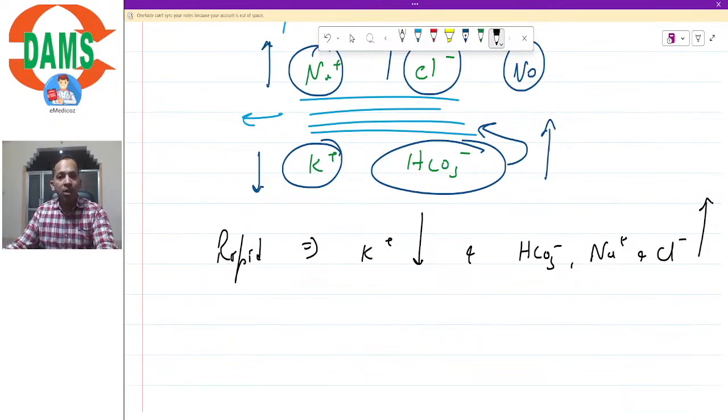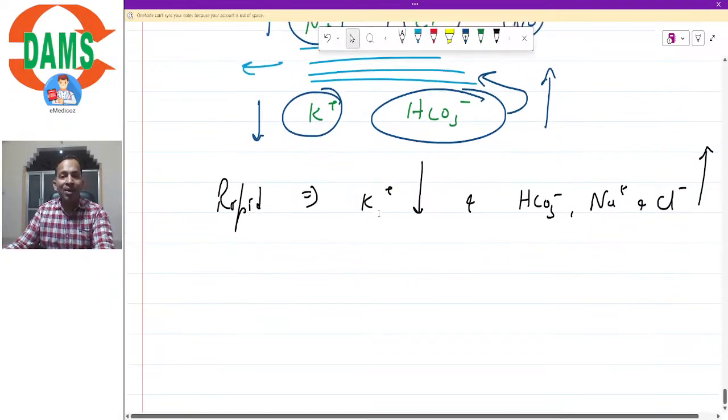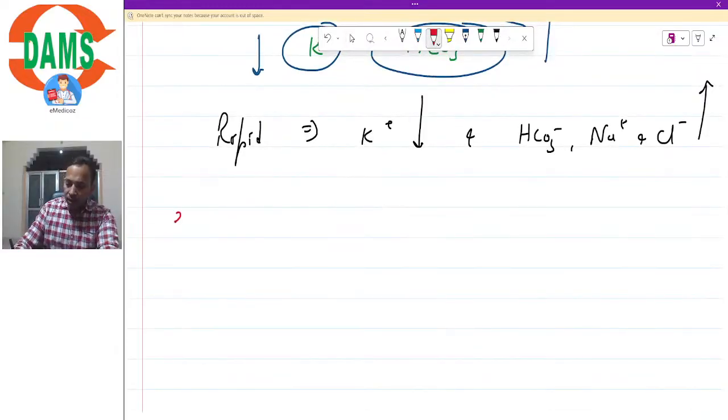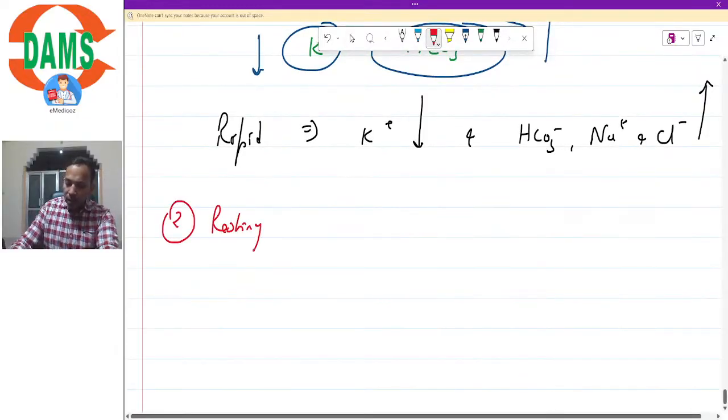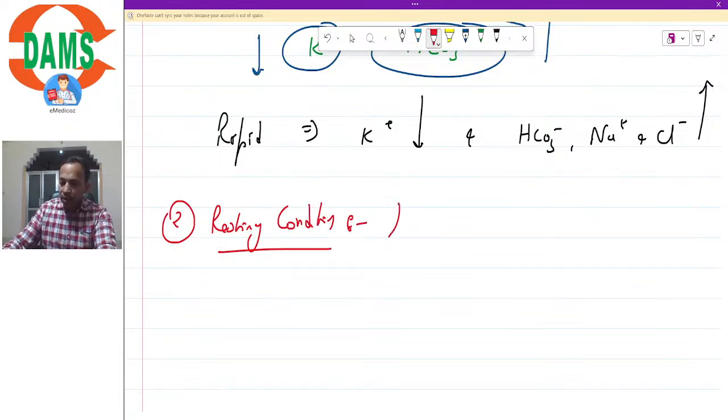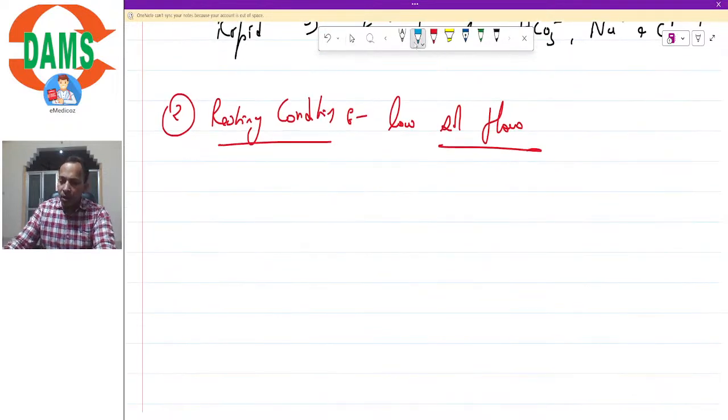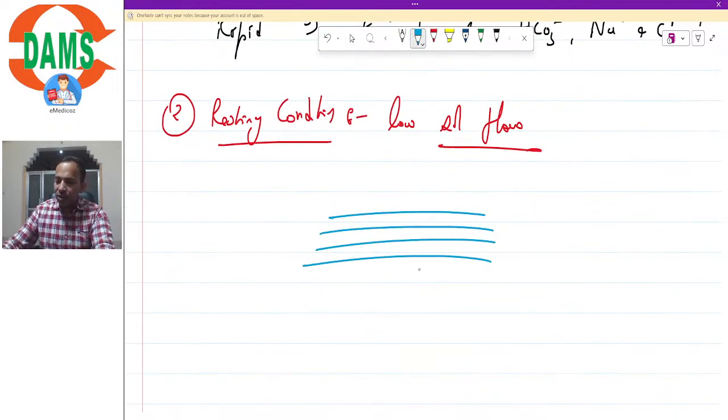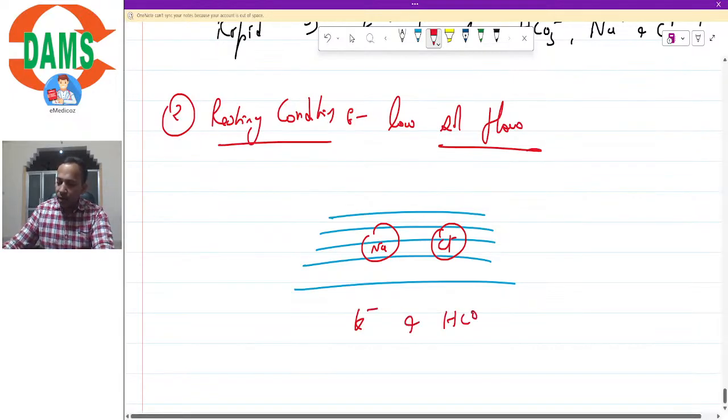Now, contrary to this, if there is a reduced salivary flow, if there is a stagnant condition, if there is a resting condition, when there is low salivary flow, the salivary flow is very low, isn't it? What will happen at that time when the salivary flow is very low? This is the saliva, and here we have sodium and chloride, right? Here we have potassium and bicarbonate.